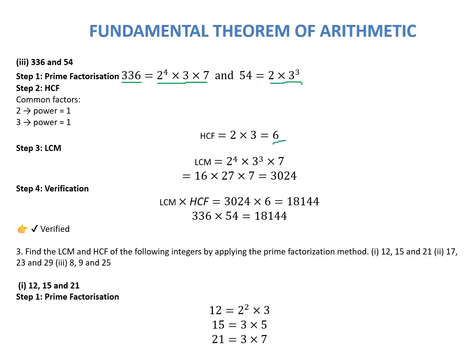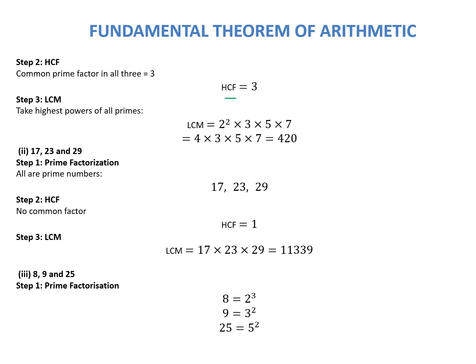Find the LCM and the HCF of the following integers by applying prime factorization: 12, 15, 21, then 17, 23, 29, and 8, 9, and 25. So we'll again do the prime factorization the way we have done for the earlier example. Apply the same logic to derive the HCF and then the LCM. So we'll move to the next slide then.